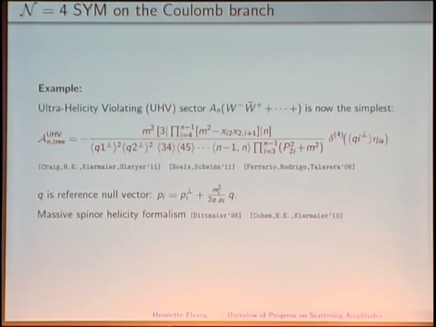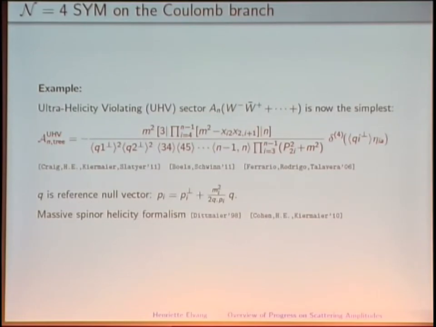So an example of an amplitude that comes out of this is this one here. Now, it turns out when you have masses, then you are allowed to have amplitudes with just one negative helicity and the rest positive. And these now play the role that the NMHV amplitudes played in the massless theory. So you have the UHV amplitudes, these ultra-helicity violating amplitudes, and for all n, it takes this form here for the case where m is the mass of the first two states and the rest are massless. So this is rather simple.